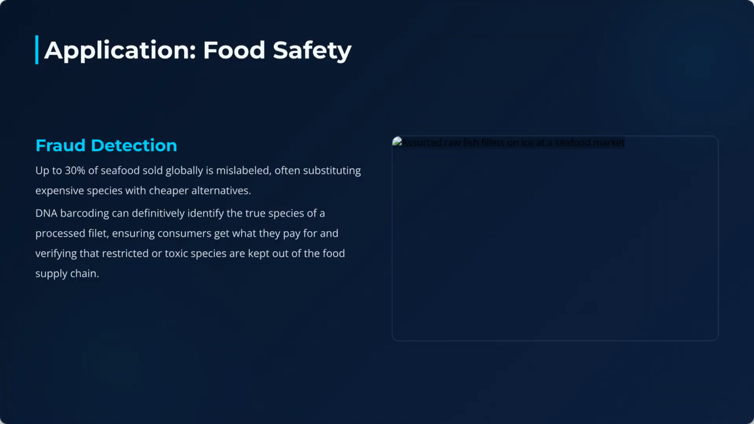Another application is in food safety through fraud detection. DNA barcoding identifies the true species of processed food, combating seafood mislabeling and ensuring restricted or toxic species are kept out of the supply chain.